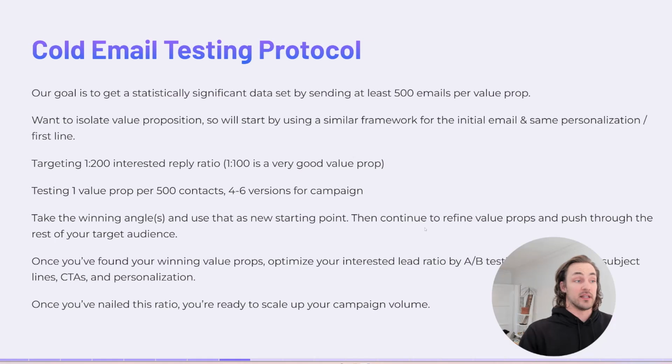But again, the first step is going to be your value proposition. And then from there, you're going to be testing different variations of copy style. You'll want to test different types of subject lines, different types of calls to action, and different levels of personalization. Once you've nailed this ratio of 1 to 200, or even better, 1 to 100, then you're ready to scale up your volume and just go nuts.